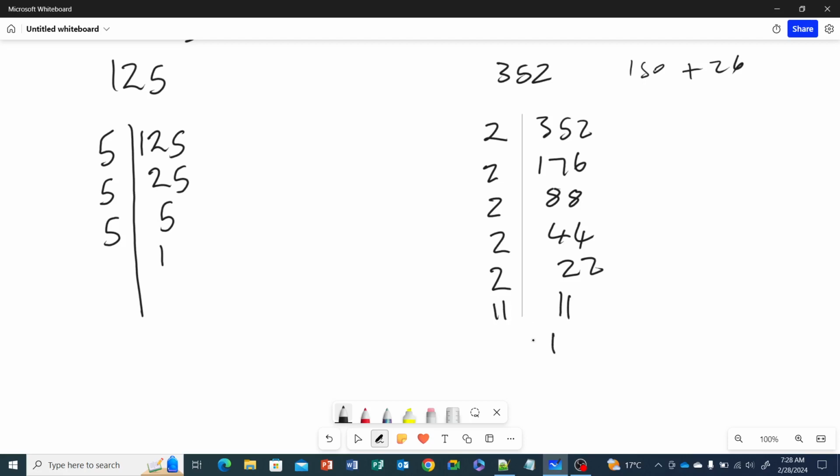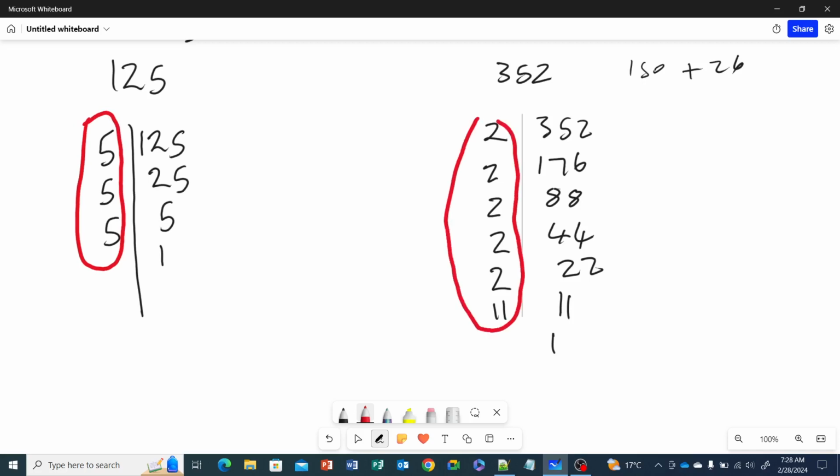Okay, so now we are asked, determine the highest common factor. Now when we come to our prime factors here, we have only 5. When we come to this side, we have 5, we have 2 and 11. So these two numbers don't have factors in common because this side only has 5 and this side only has a 2 and an 11.